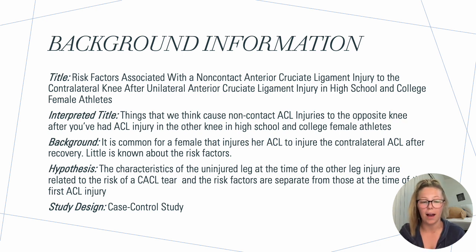A little bit about the background of this article. It is common for a female that injures her ACL to injure the contralateral, that's opposite, ACL after recovery, but little is known about the risk factors. The hypothesis of this study is that the characteristics of the uninjured leg at the time of the other leg injury are related to the risk of a CACL, opposite ACL tear. And the risk factors are completely separate from those at the time of the first ACL injury.